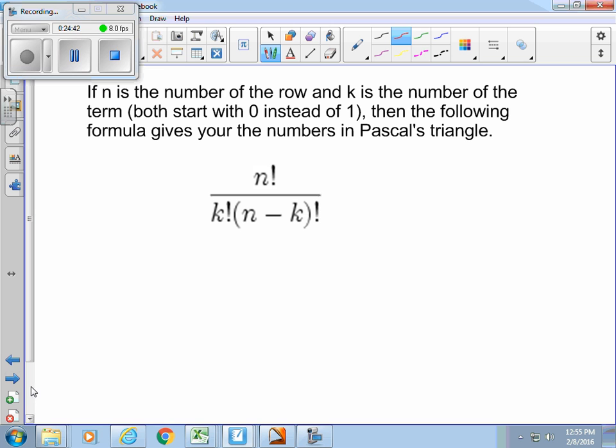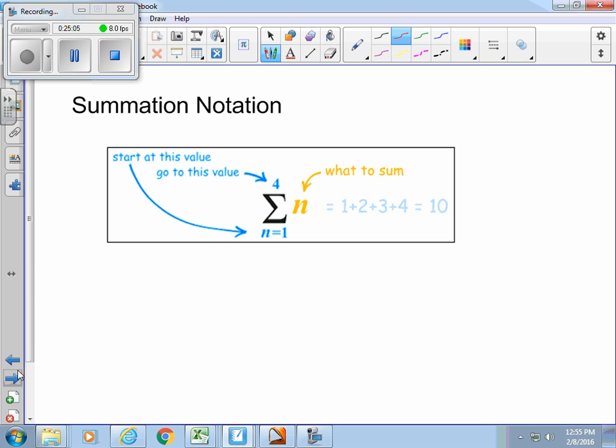I just told you this in Algebra 2, not anything you need to know right now, but Pascal's triangle can be generated using this. Pascal's triangle was the numbers in front of the expansion of n plus 1 squared or cubed. Anyway. We did something like that in chemistry or something. Maybe. Okay, summation notation.